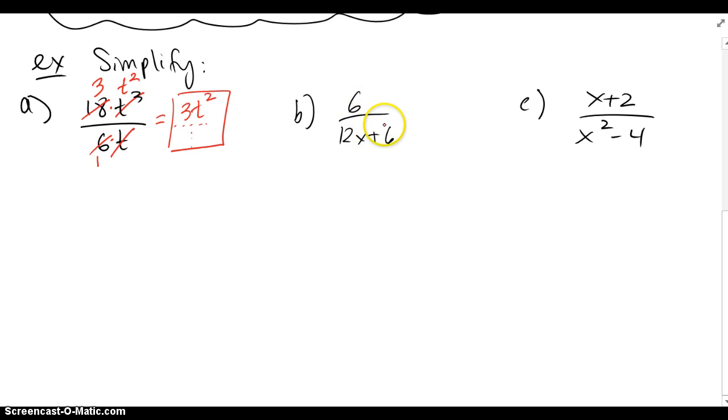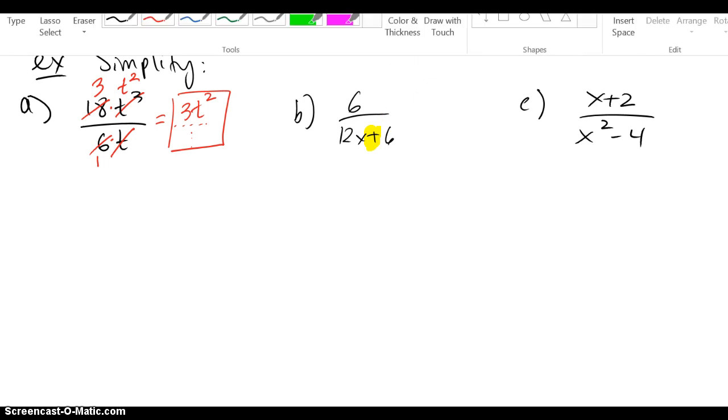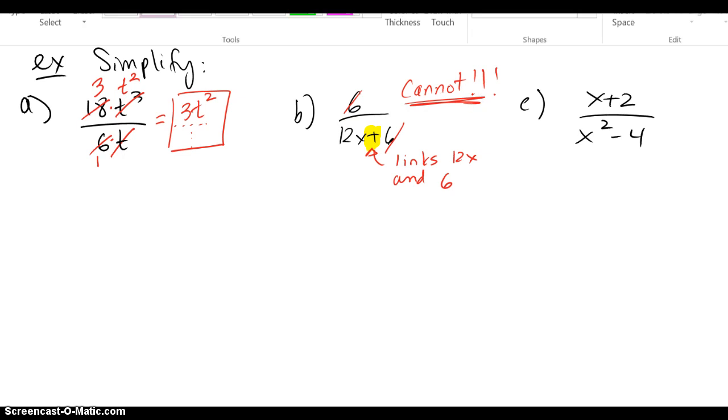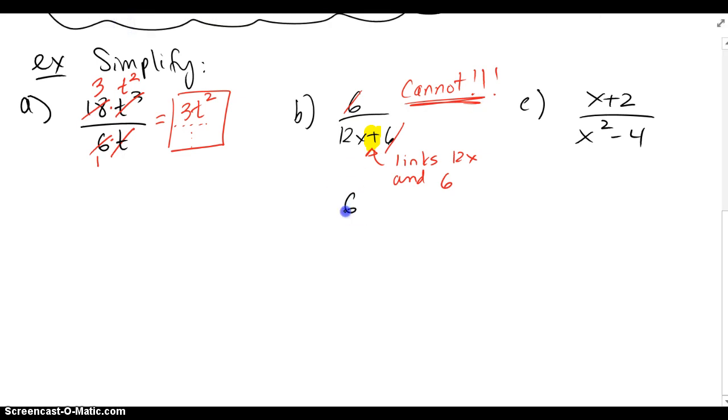Here in part B, this right here is a link that I cannot touch. I cannot do this. This would be a big no, because this links 12x and 6 together. So I can't break it up and say these 6's cancel. That's a big no-no. What I really want to do is factor and then see if anybody cancels.